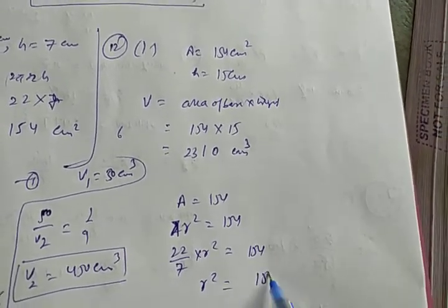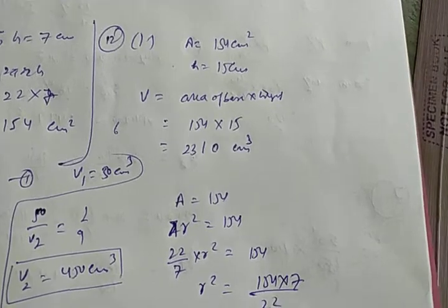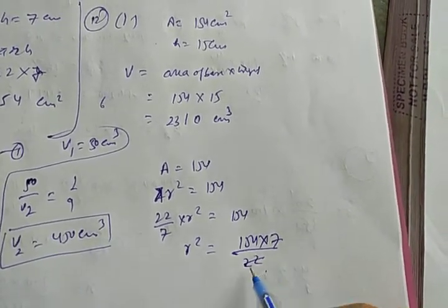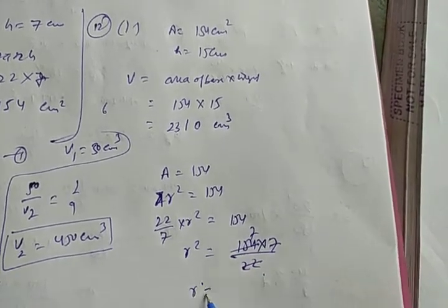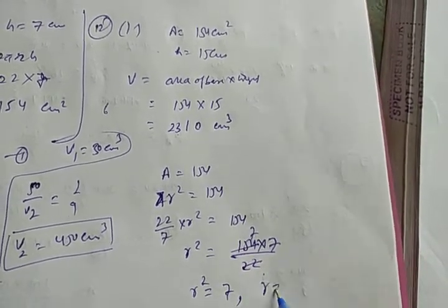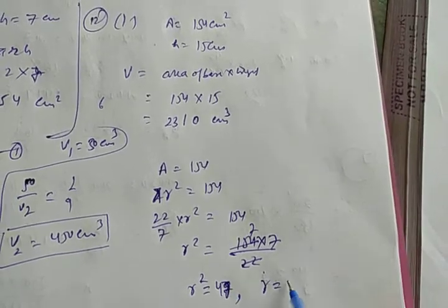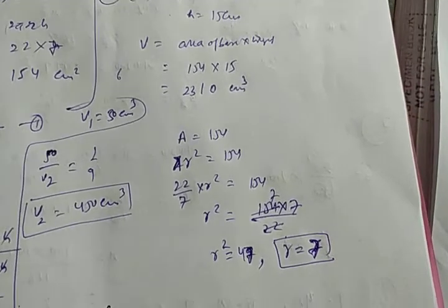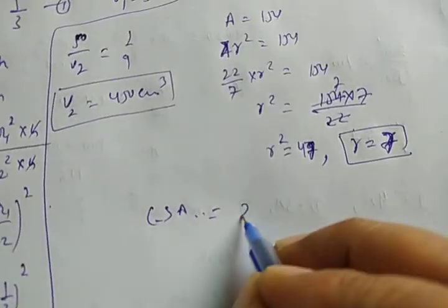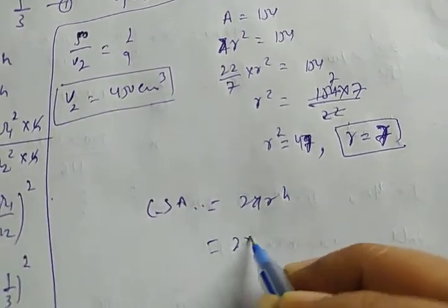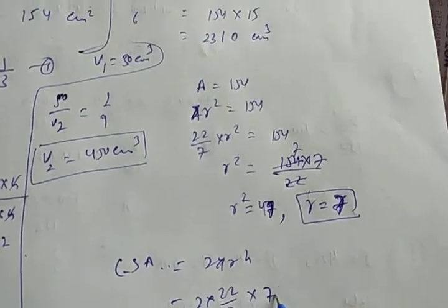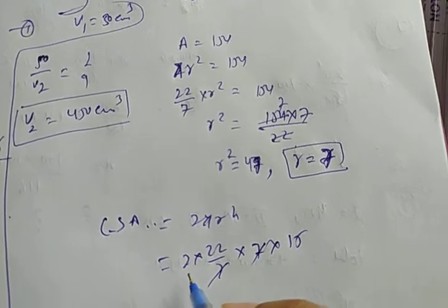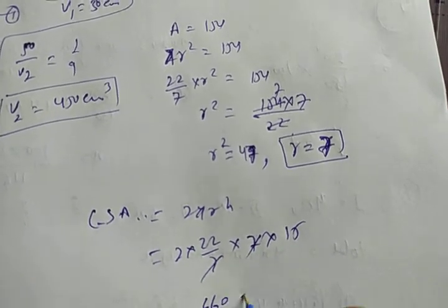R square is equal to 154 into 7 upon 22. Now simplify this. 11 will be cancelled. It is 7 going. R square is equal to 7, r is equal to 49. Sorry, r is equal to 7. Now you have come to know r. Then CSA formula is equal to 2 pi rh. So 2 into 22 upon 7 into r is 7 into h is 15. 7 cancelled, it is 660 centimeter square.